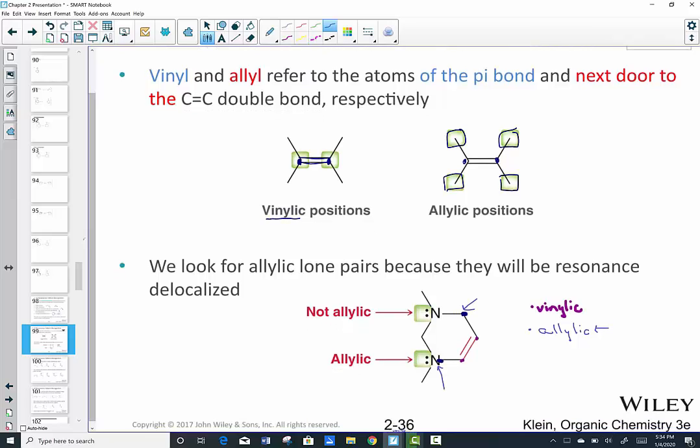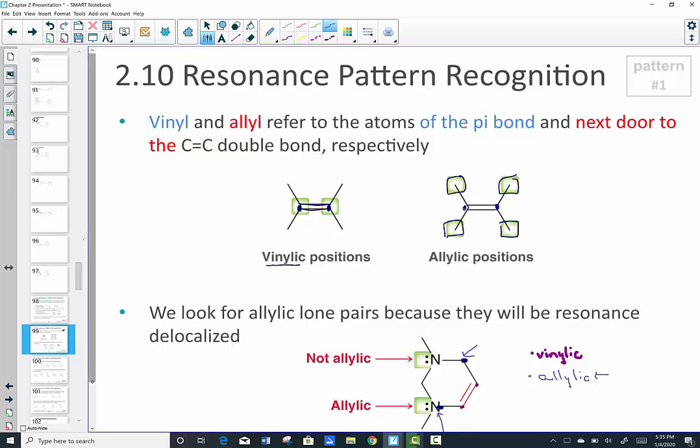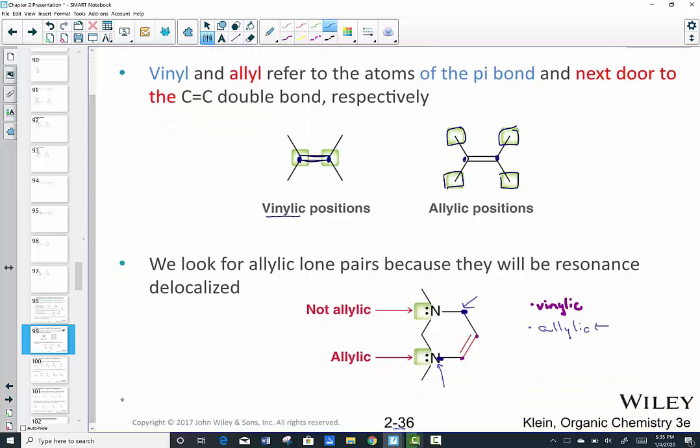We look for allylic lone pairs because they will exhibit resonance. So remember, pattern 1 said look for an allylic lone pair. So the first of the 5 general patterns says if we find a double bond, look in the position next door and see if they have a lone pair of electrons. We look for the allylic lone pairs because they will be in resonance. They will be delocalized.